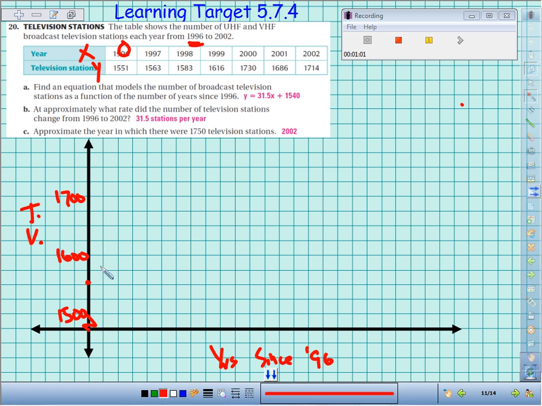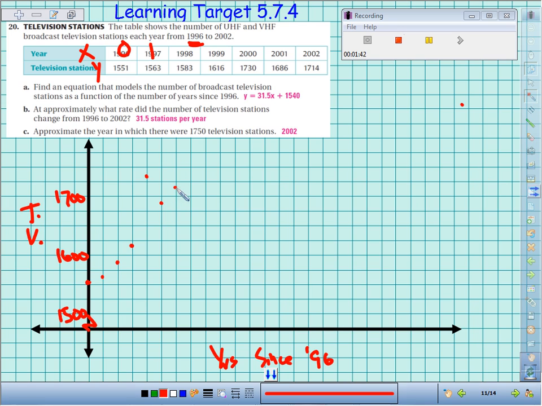When X is 1, I'd have 1563, maybe about there. 2 would be 1583. 3 years later, so 1999, it was at 1616. In 2000, so 4 years later, it was 1730. Really shot up. There's 1725, so 1730 is a little above that. Another year, it went down a little bit to 1686. And 2002, the next year, there were 1714, so it went back up.